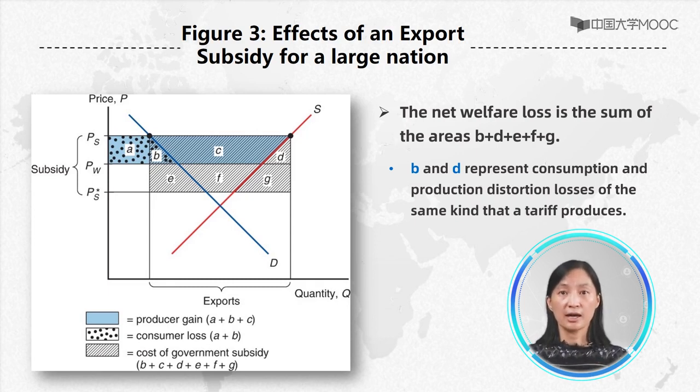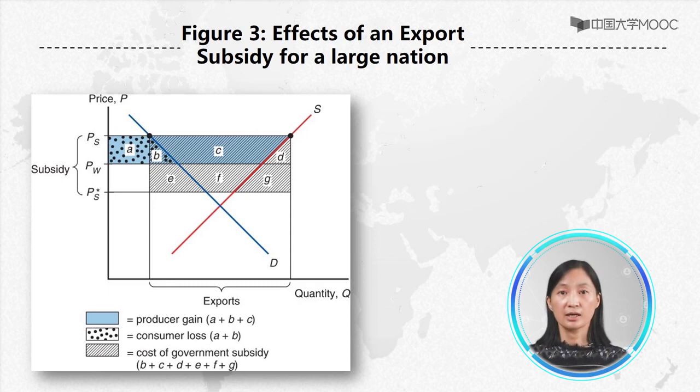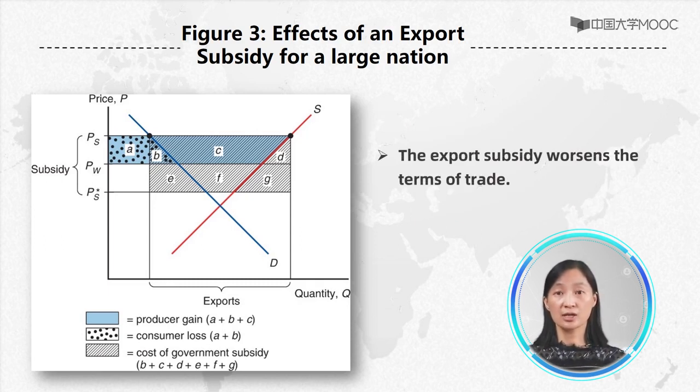In addition, and in contrast to a tariff, the export subsidy worsens the terms of trade because it lowers the price of the export in the world market from PW to PS star. This leads to the additional terms of trade losses E plus F plus G, which is equal to PW minus PS star times the quantity exported with subsidy. So for a large exporting country, the export subsidy leads to much more costs.